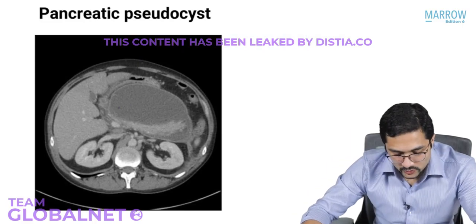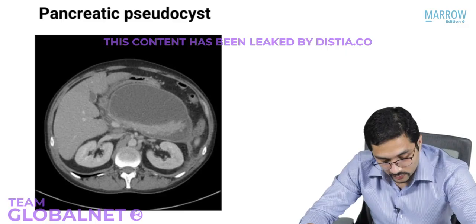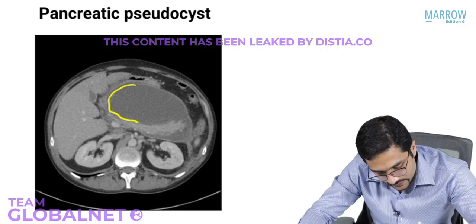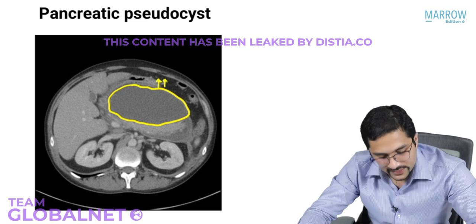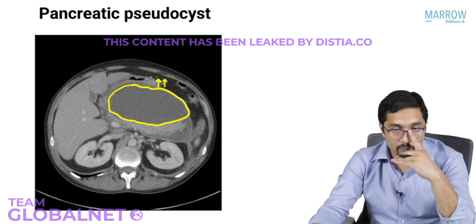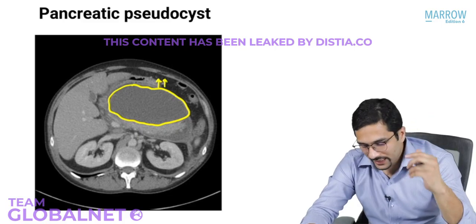Now, this is what a pseudocyst looks like on CT. This you can see is the lesser sac. This is the area of the lesser sac where the collection is. And you can see that the stomach is getting pushed up, right? So this is the most common site for a pseudocyst, that is the lesser sac.